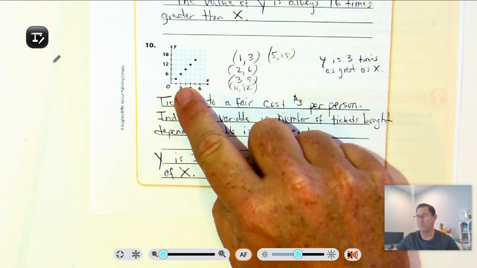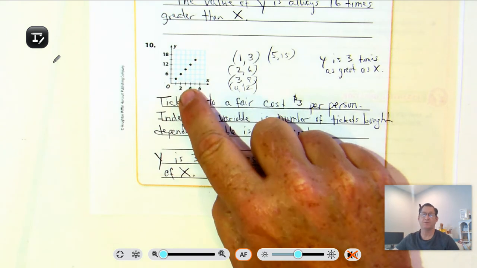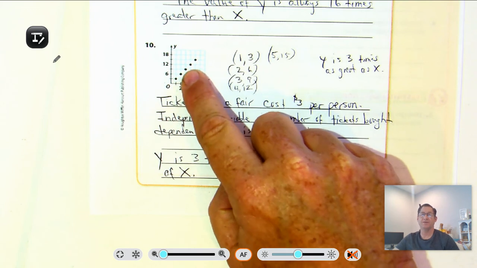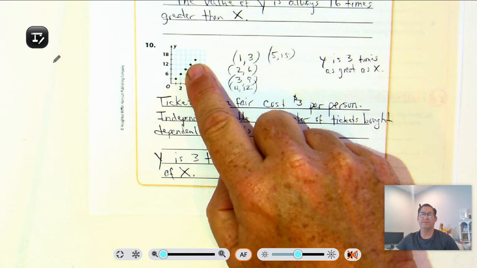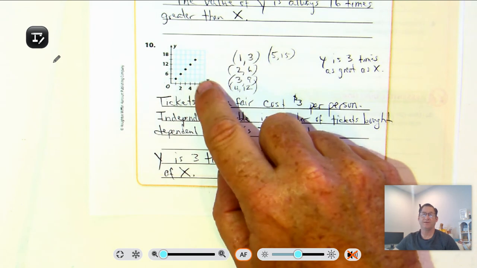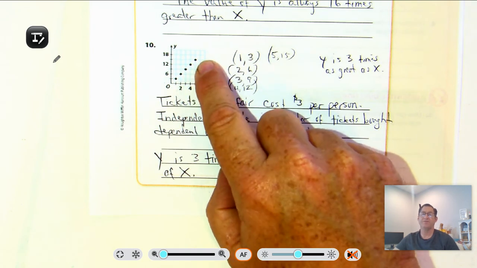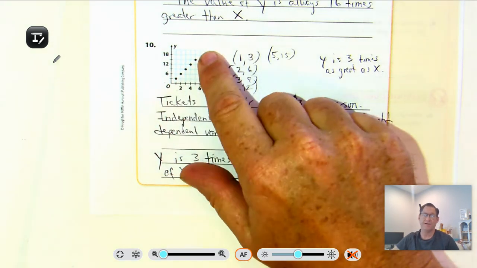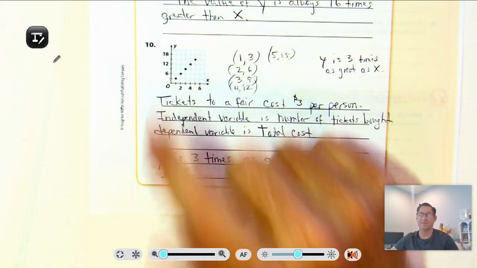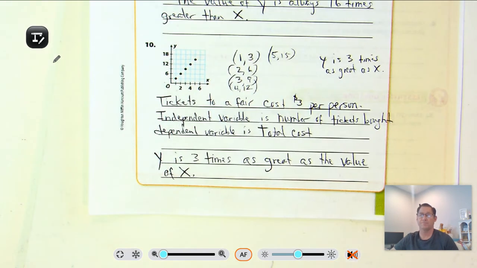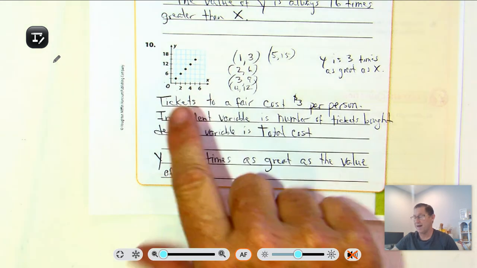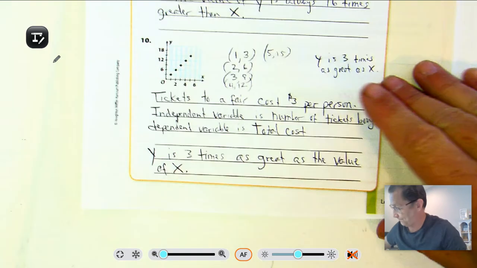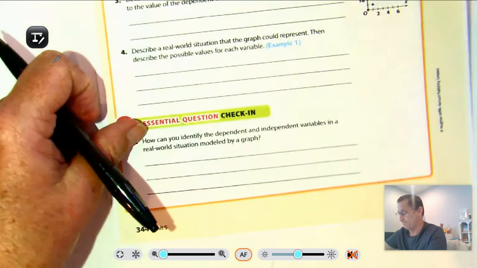Okay, so here, if we buy 1 ticket, it's going to cost you $3. You buy 2 tickets, it's going to cost you $6. If you buy 3 tickets, it'll cost you $9. If you buy 4 tickets, it'll be $12. If you buy 5 tickets, it's going to be $15, and so on. Okay, now why isn't this line joined? Well, because you can't buy 1.5 tickets, right? So you can only buy the tickets in amounts of 1.